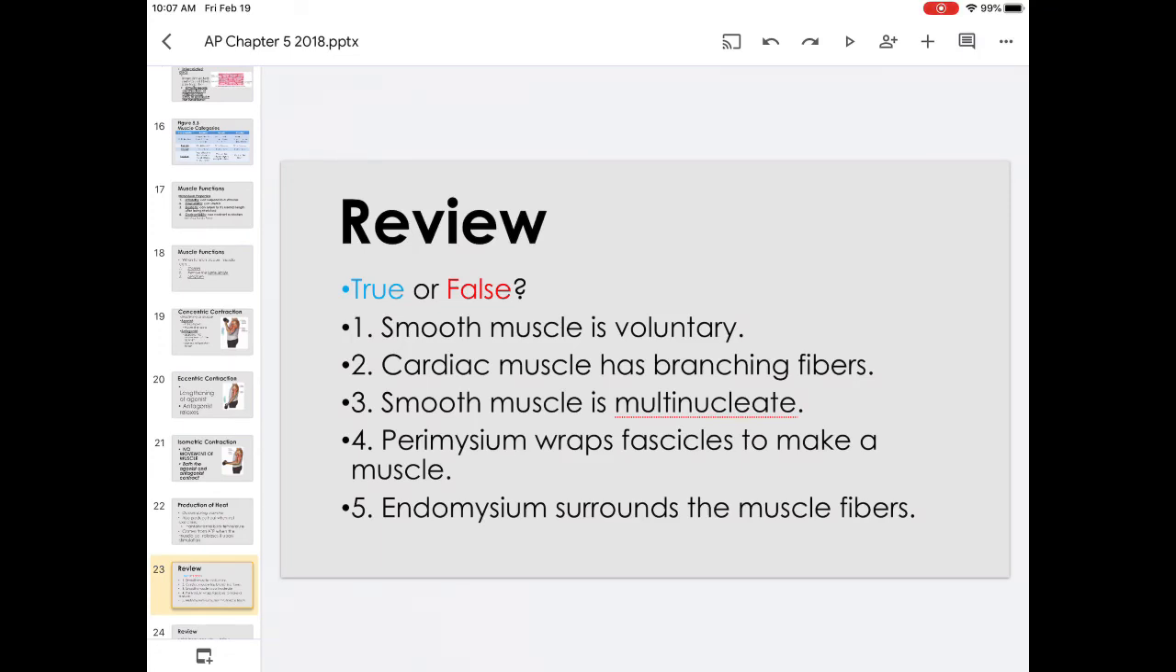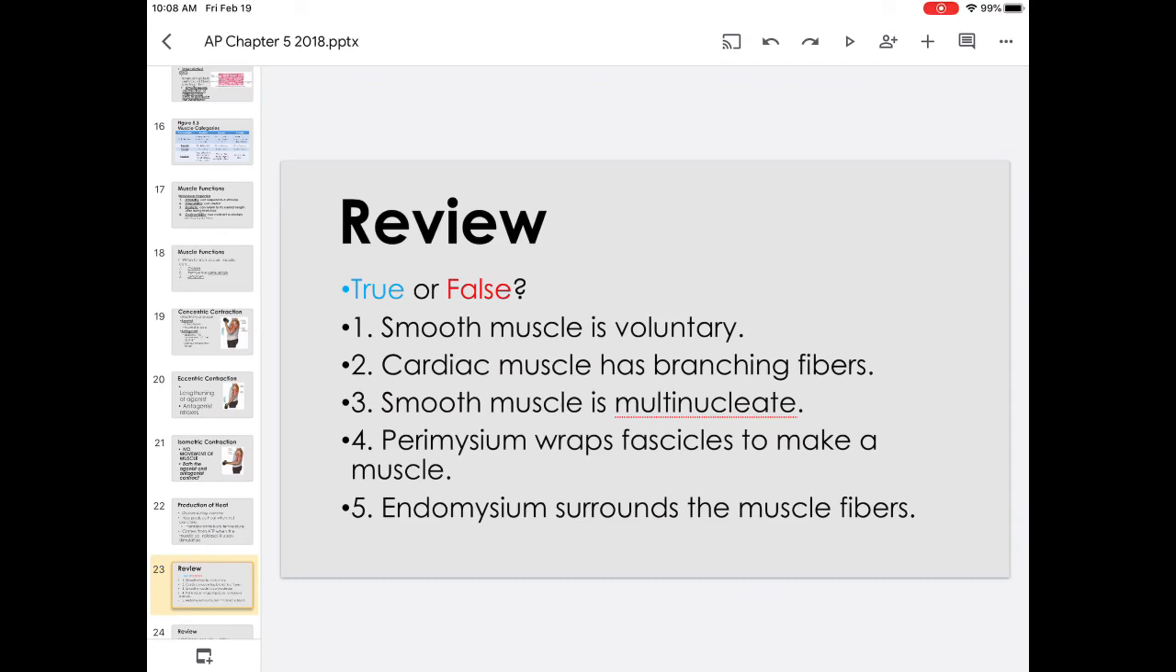Okay, so let's do a little bit of a review. True or false? Smooth muscle is voluntary. What do you guys think? If you said false, you are absolutely correct. Next, cardiac muscle has branching fibers. What do you guys think? If you said true, you are absolutely correct. Smooth muscle is multinucleate. Does smooth muscle have multiple nuclei in each of the muscle cells? No, it does not, so this is false.